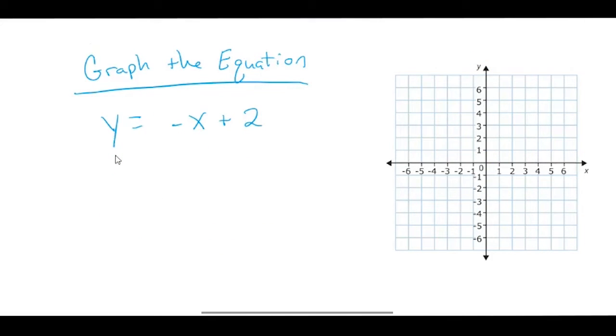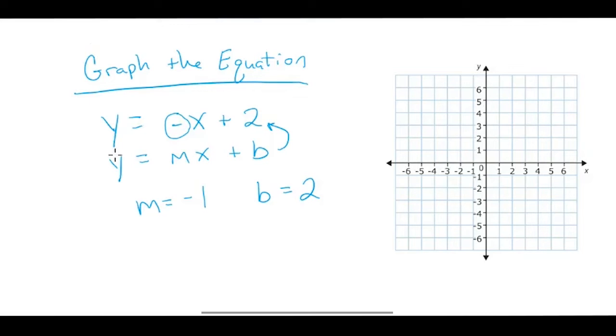Let's say we have the equation y equals -x plus 2. That's in slope-intercept form. And so remember that y equals mx plus b, and I need to find my m and my b. Well, right away, I see that my b is 2, so I'll write that in. And notice that whatever's next to the x is just a negative sign. Well, if that's the case and there's no number there, just a negative sign, then the slope is -1.